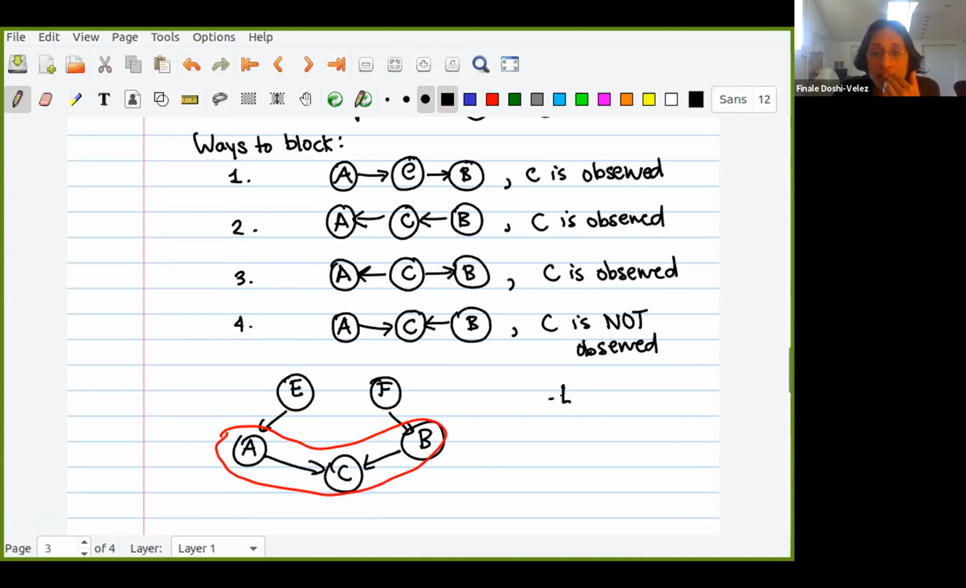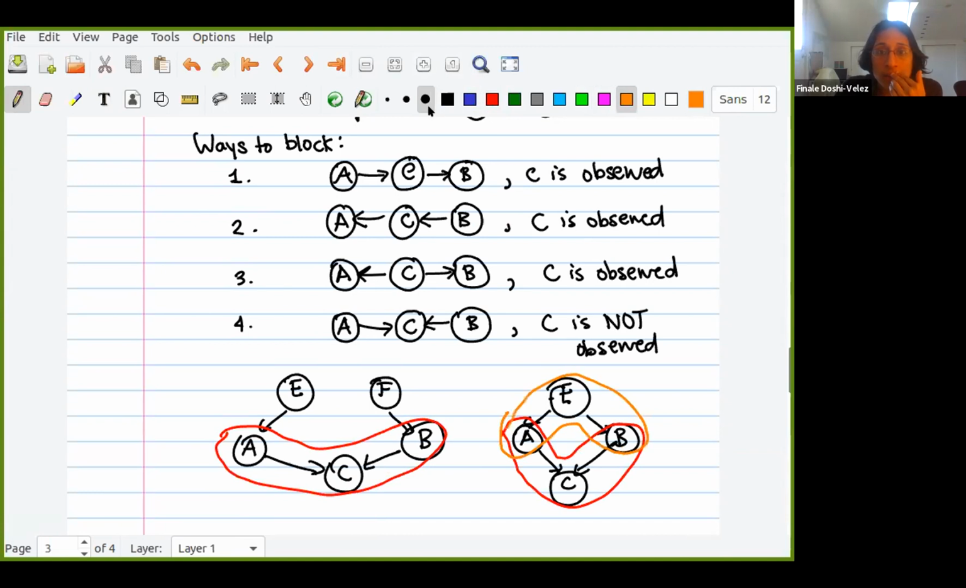Let's imagine actually E connected to both A and B, and A and B connect to C. So now there are actually two paths between A and B. There's this path over here, and then there's this path over here. So in this case, if C is not observed, then this path is blocked. So we need C to be not observed. But then this one over here with E as the parent looks like case number 3, right? So A and B will be conditionally independent if E is observed and C is not in this particular case.